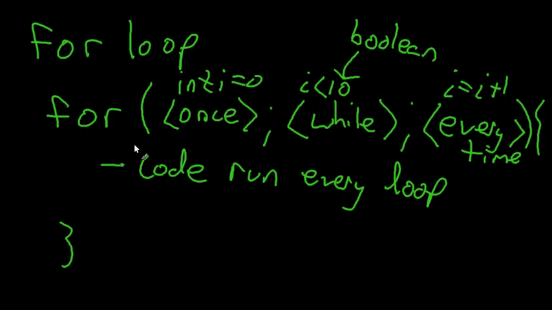And then inside the code you can usually use the I variable. So if I wanted to print out the numbers 0 through 9, I would inside this code write print I, and then every time it runs it will print the value of I. So it will print 0 through 9.